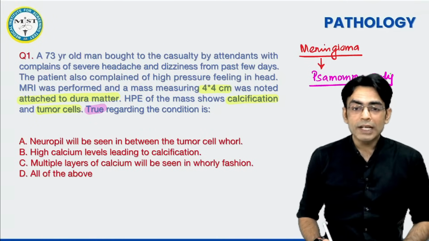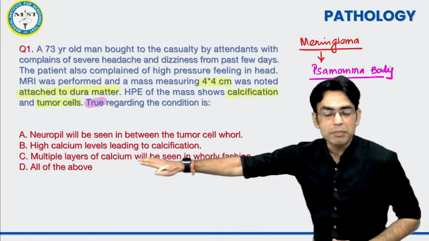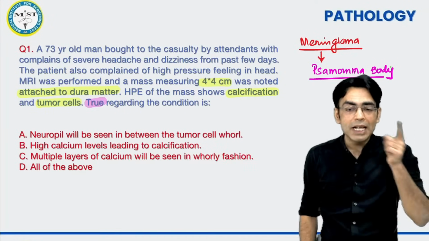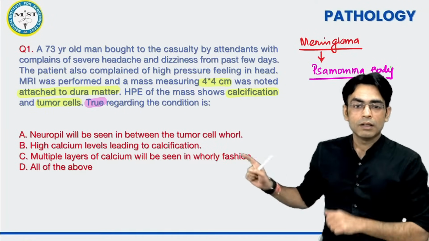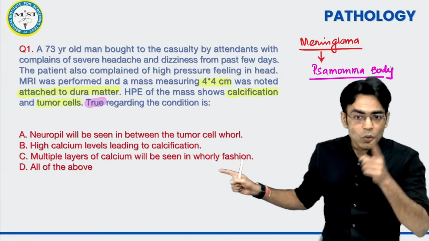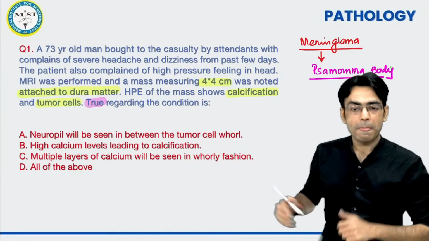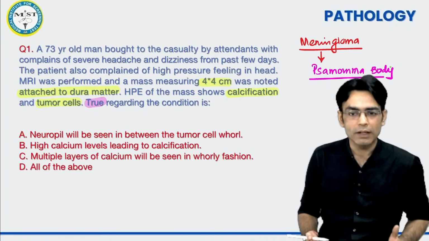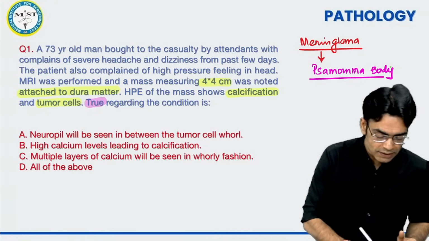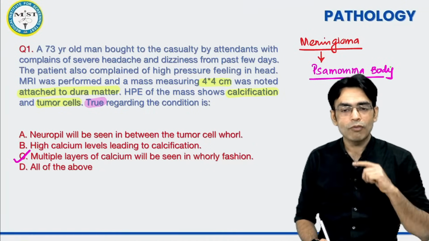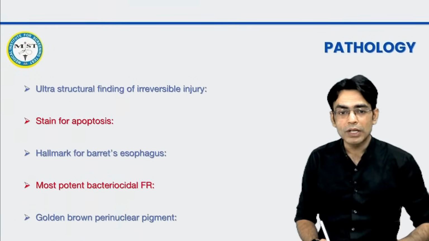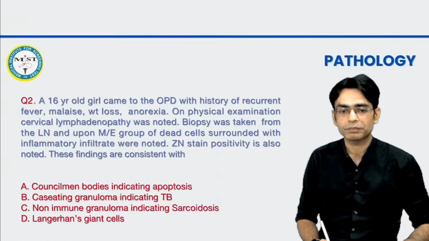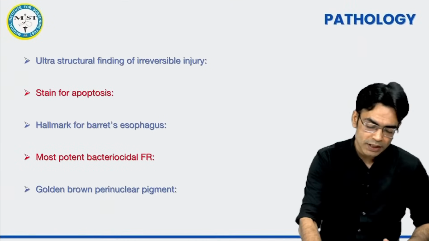तो psammoma body कैसा होता है बेटा? Psammoma body is multiple layers of calcium, concentric laminated deposit. अब concentric है बेटा, गोल गोल है, so whorly word आ गया यहाँ पे. ठीक है, so they are writing the same thing, but they are writing in a different way. That's it. So the correct answer for this question is C. Now for how a psammoma body looks like, that I'll show you.